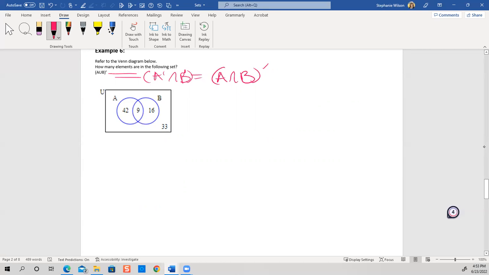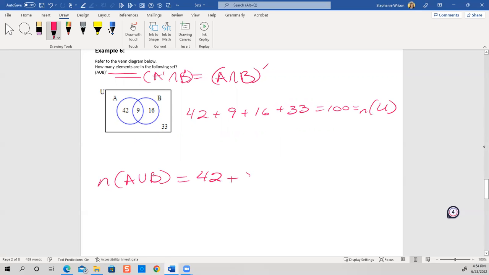Let's figure it out. So let's just double check our math right quick. We get 107 if we add them all. Nope, we get 100 when we add them all up. Okay, so when I take the 42 plus 9 plus 16 plus 33, we get 100, and we're going to call that the number of elements in the whole total, which makes sense. It's the whole total in the box. So what I want to do is take the number of A union B, and we're going to add 42 plus 9 plus 16, and that's going to give me 67.